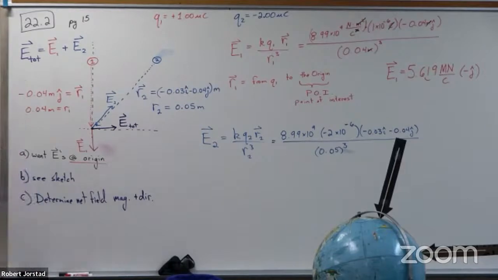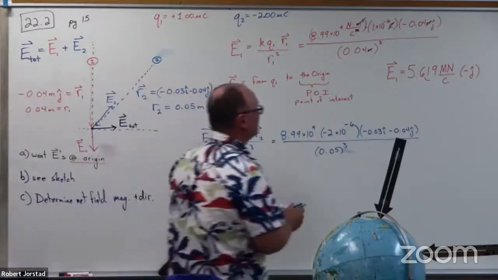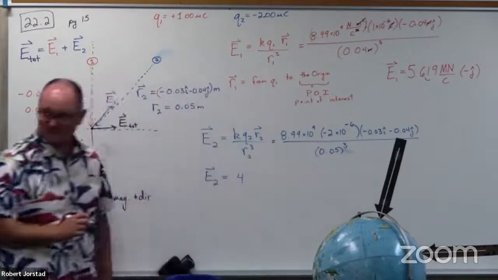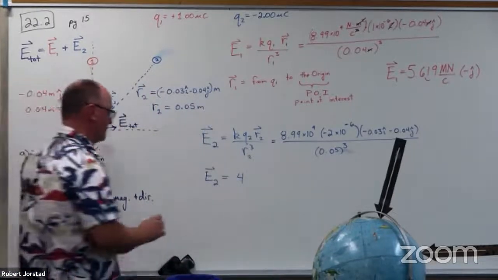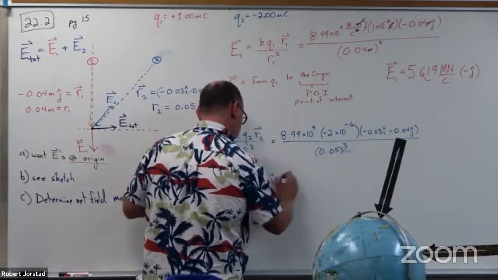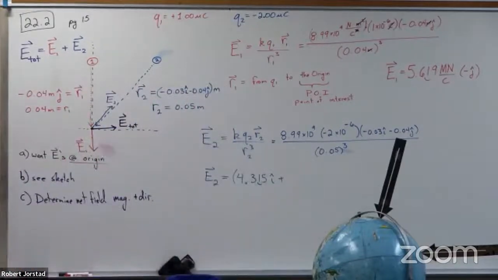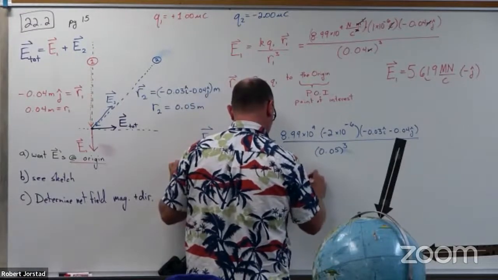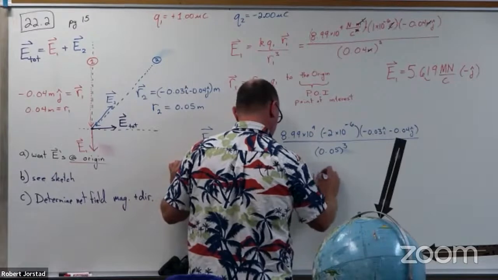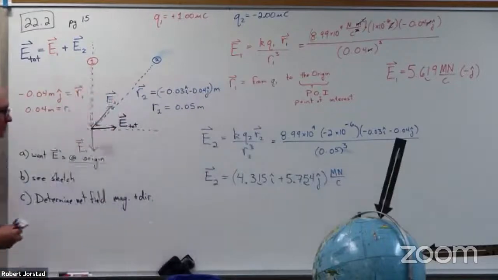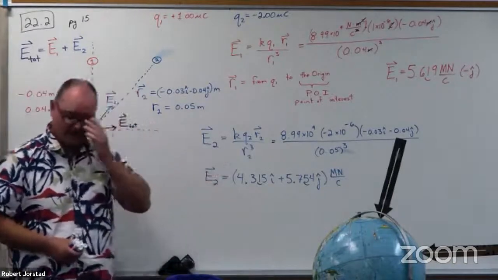Out of all this, just to save time, what did I get there? 43, 15, 57, 54. All right, I'm going to read that again. 43, 15. 5.754. Again, we get meganewtons per coulomb. So these numbers times 10 to the 6th.